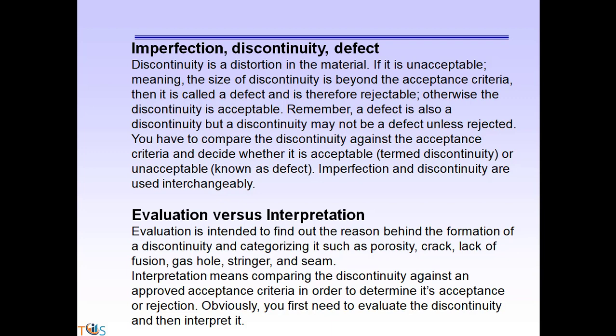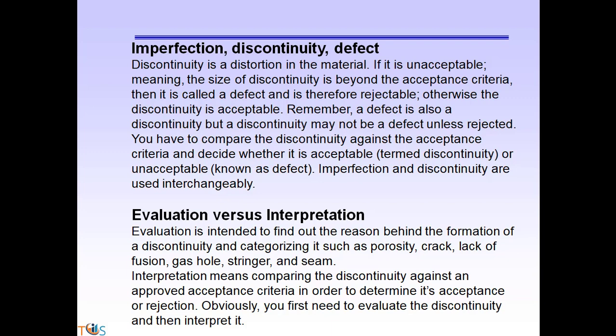Imperfection, discontinuity, defect. Discontinuity is a distortion in the material. If it is unacceptable, meaning the size of the discontinuity is beyond the acceptance criteria, then it's called a defect and is therefore rejectable. Otherwise, the discontinuity is acceptable. Remember, a defect is also a discontinuity, but a discontinuity may not be a defect unless rejected. You have to compare the discontinuity against the acceptance criteria and decide whether it's acceptable, in this case termed discontinuity, or unacceptable, in this case known as a defect. Imperfection and discontinuity, there is a slight difference, but they are used interchangeably.